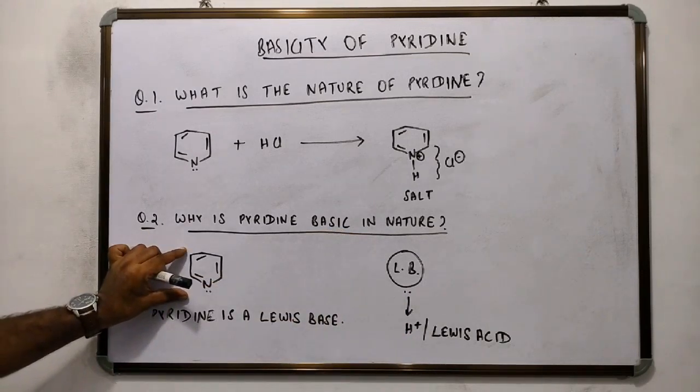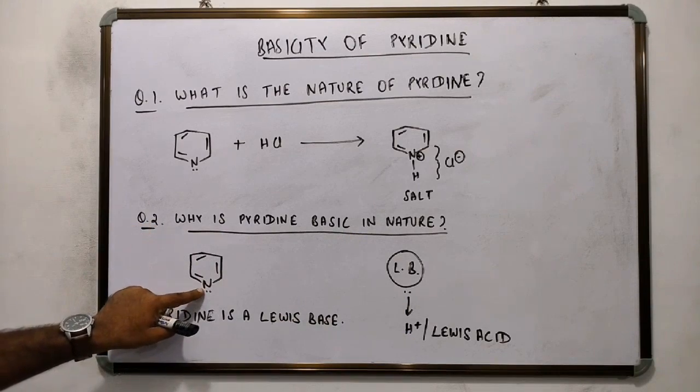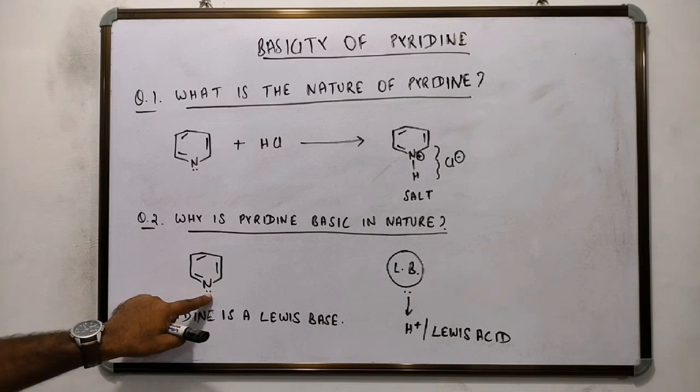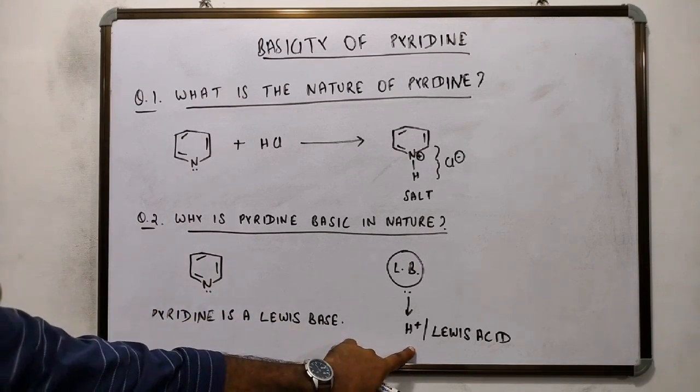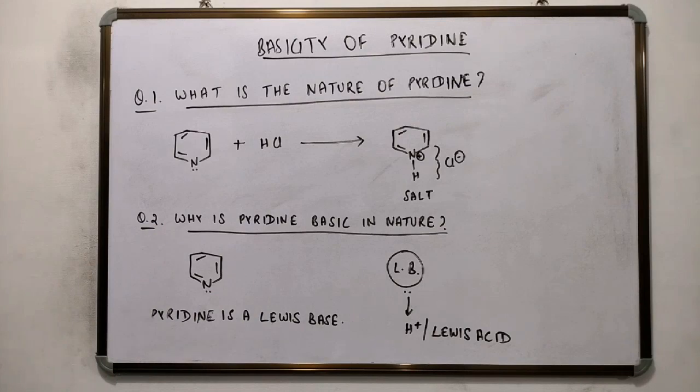Pyridine is a Lewis base. The structure of pyridine consists of a nitrogen atom which has a pair of electrons that it can donate to a proton or a Lewis acid, and that's why pyridine is a Lewis base.